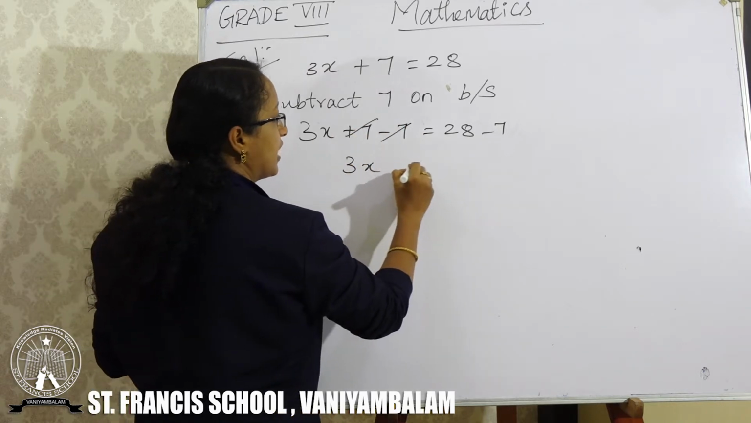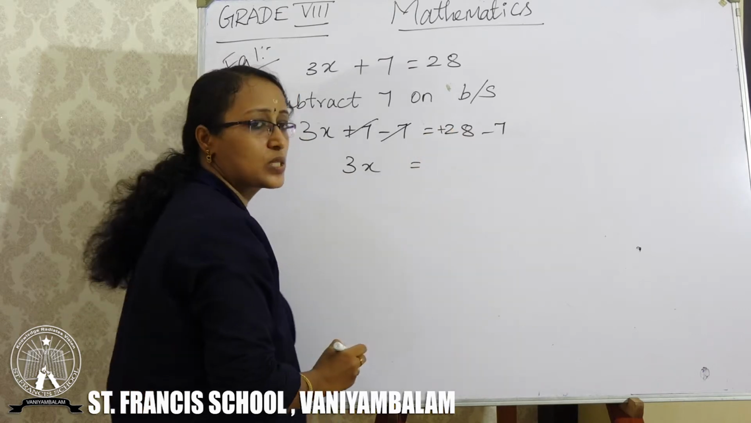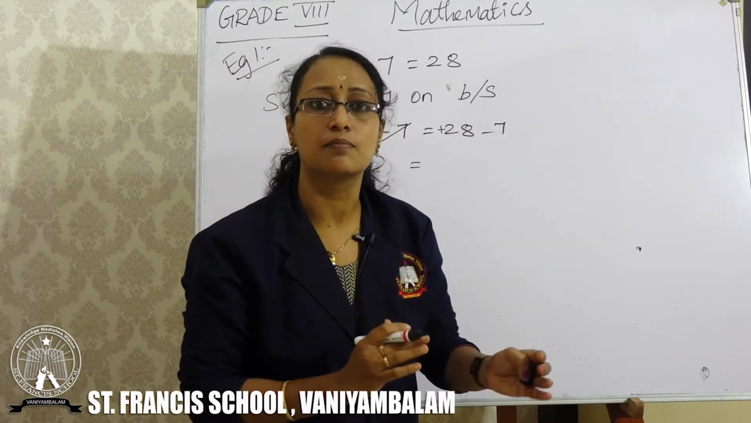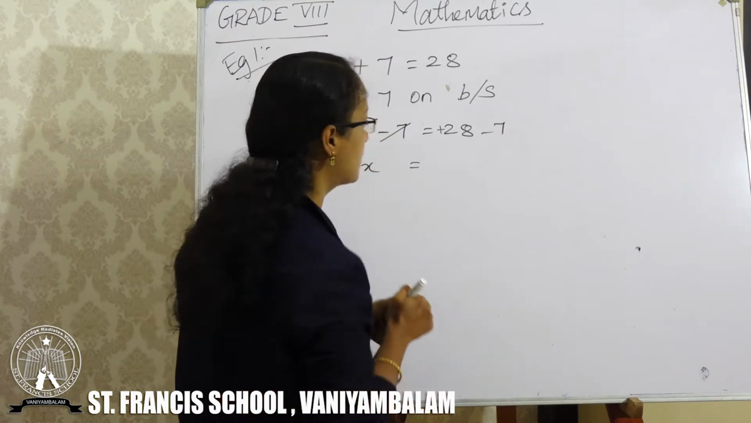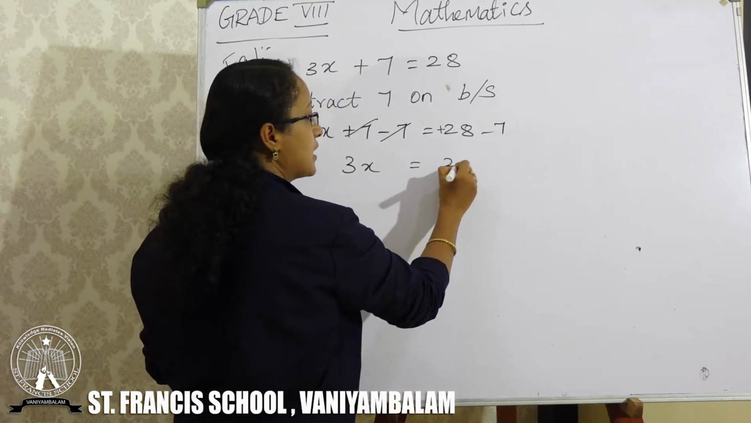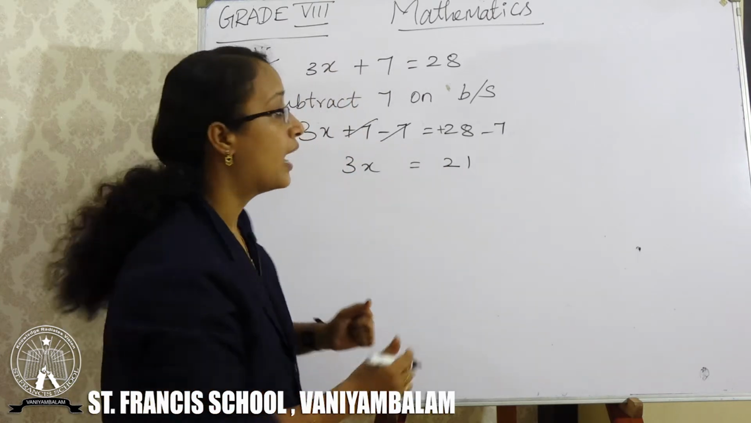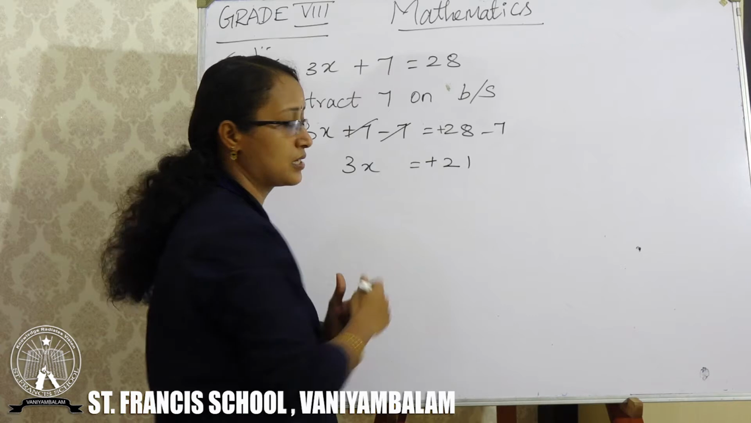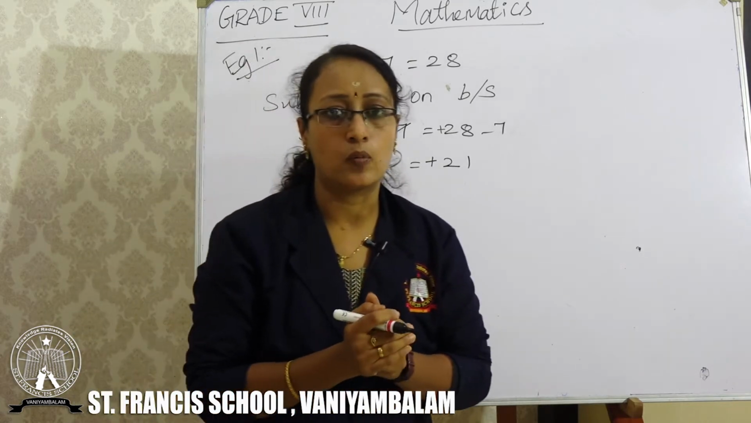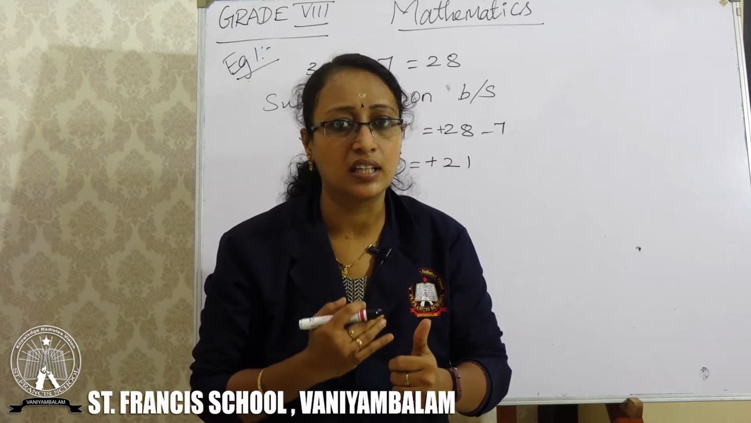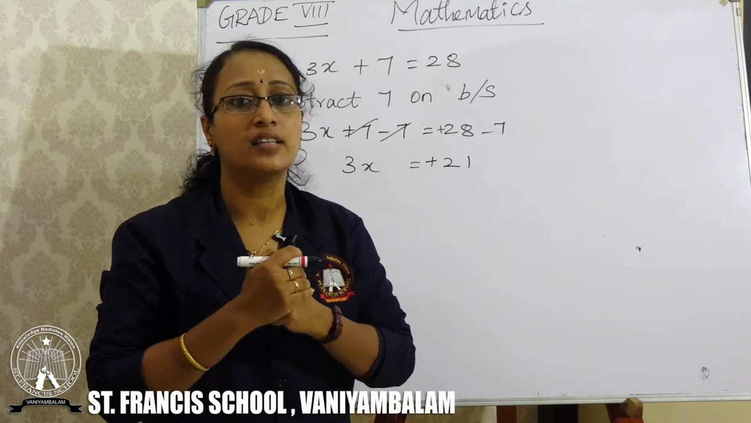You will get 3x is equal to, what is the symbol for 28? Plus. So plus 28 minus 7, different symbols. If you have different symbols, you will subtract and put the symbol of the greater number. 28 and 7, you will get 21, and the greater number is plus. Now you have 3x is equal to 21. The unknown variable is x. So how will you find the x?